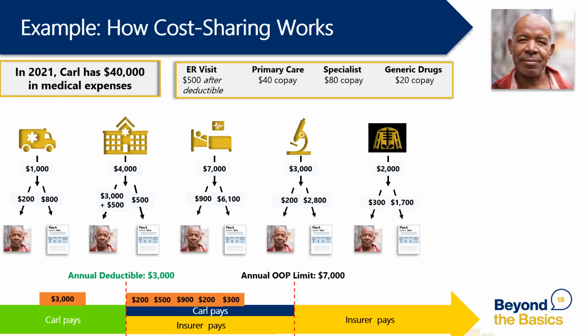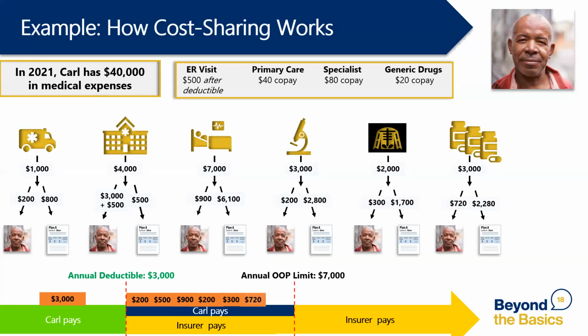When Carl is released from the hospital, he's prescribed 3 generic medications. Generic drugs have a $20 copayment in this plan, which means that his 3 medications will cost $60 per month. So over the course of the year, Carl will have to pay $720 for his 3 medications.